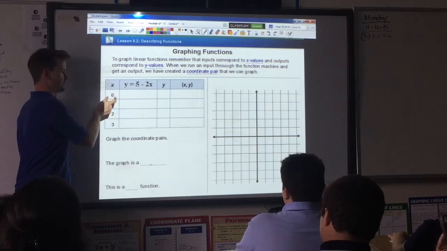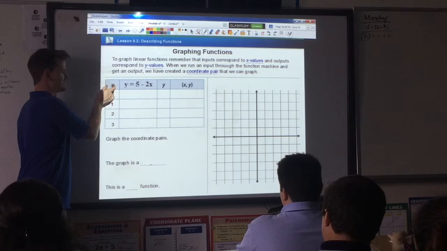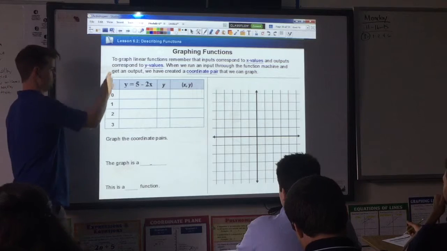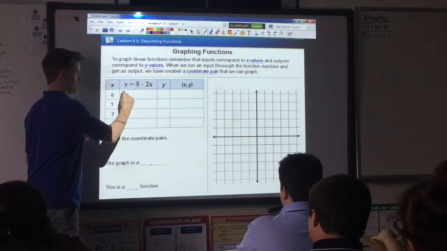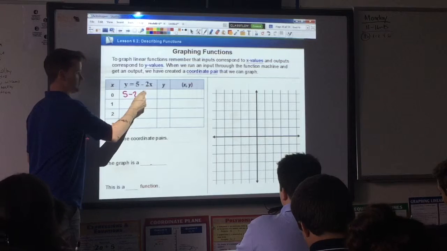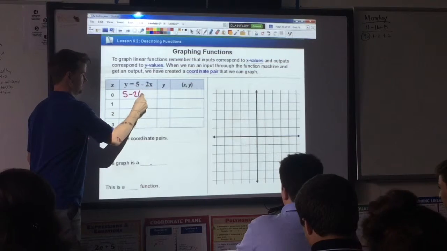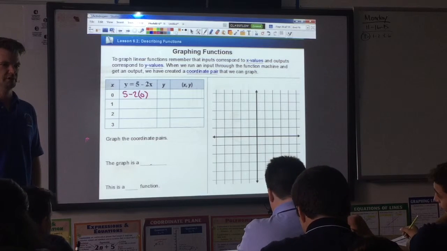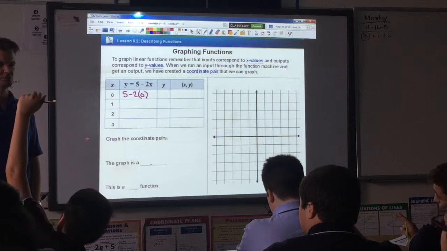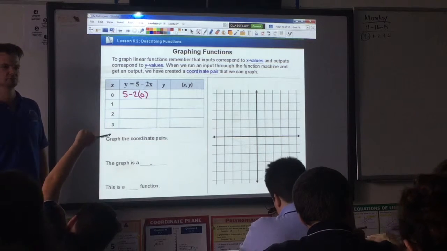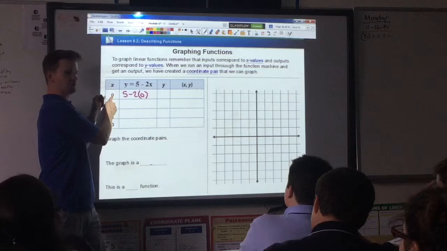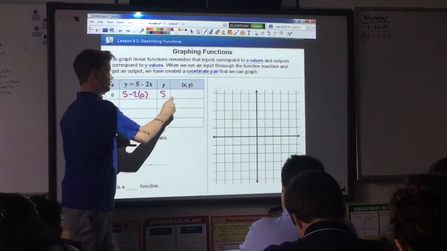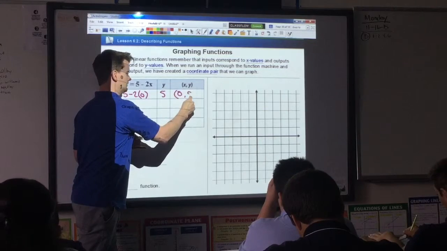We're going to take 0 and substitute it in here. This is an input, so what are we substituting it in for? Y or x? X. This is an x value, we substitute it in. We're going to write 5 minus 2, and the x is replaced with a 0. What is negative 2 times 0? 0. What's 5 minus 0? 5. So if we plug in 0, we get a 5. And I have my very first coordinate pair: 0, comma, 5.